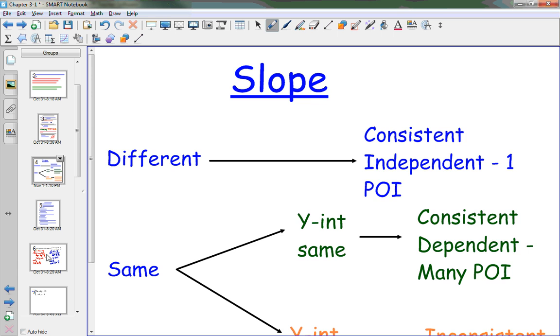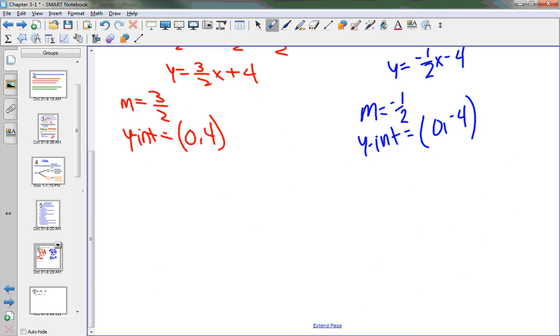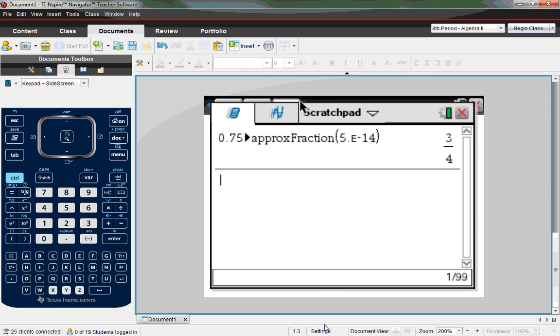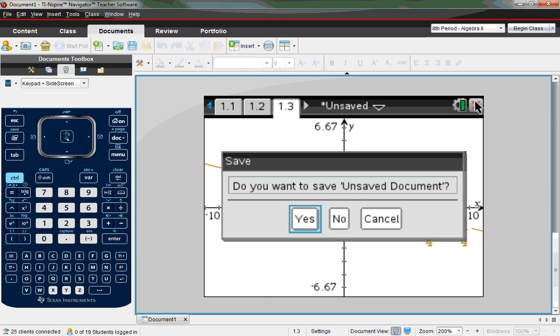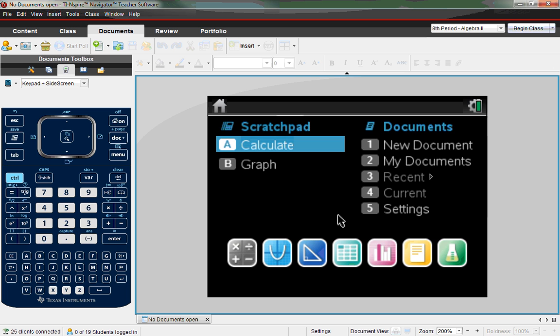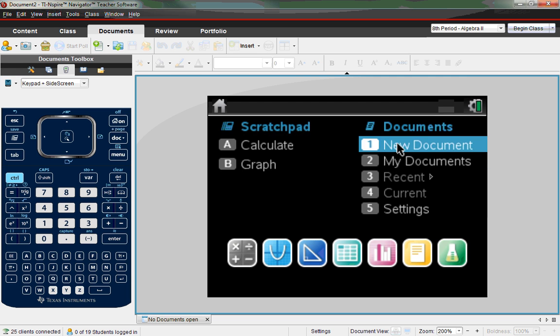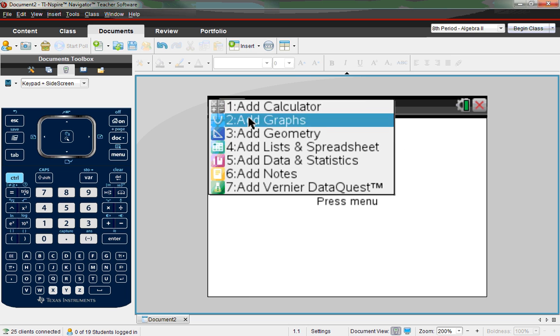So let's go back to that page. I'm going to go ahead and write that down. I am consistent. I am independent. And I have one POI. Now, how do I find that point of intersection? The way we're going to find that point of intersection is going to our graphing calculator. We're going to open up a new document. And that new document is going to be a graphs page.